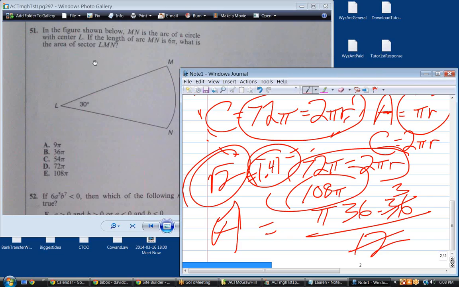Now, this is a particularly hard problem. Not really, it's just multi-step. They gave us the arc length, which allows us to calculate the circumference of the full circle, which allows us to calculate the radius, which allows us to calculate the area of the full circle, which allows us to calculate the area of the sector. So there's like 5 steps in this problem, and you need all 5 of them in order to come up with the answer.